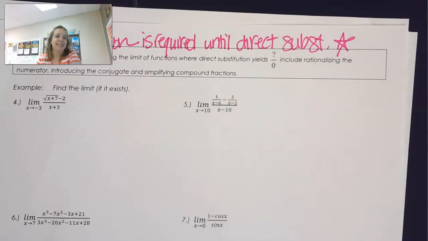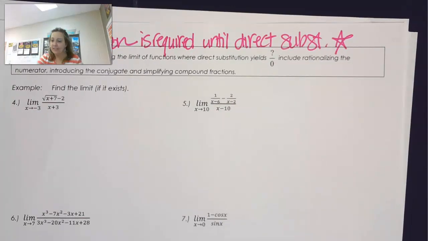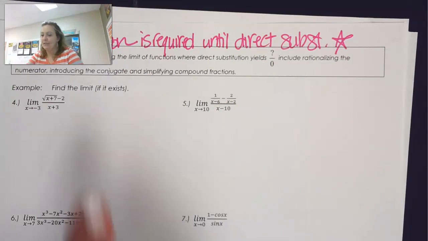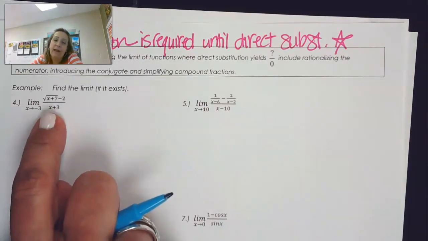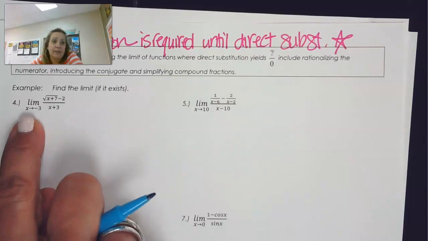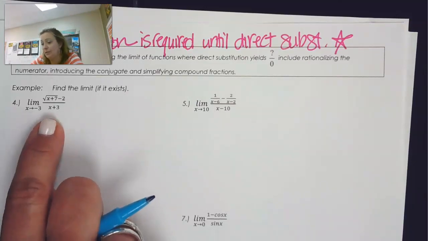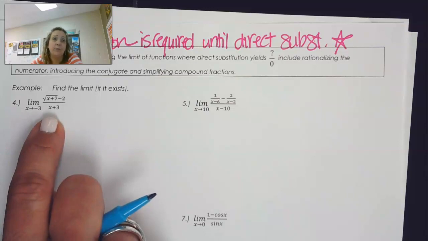So let's do some of these. All right, so we're going to find the limit if it exists. Our issue here is that we have the limit of the square root of (x plus 7) minus 2, all over (x plus 3), and we want that limit as x approaches -3. We can see that if we substitute -3 in, that's going to be an issue. We end up with a 0 in the denominator.